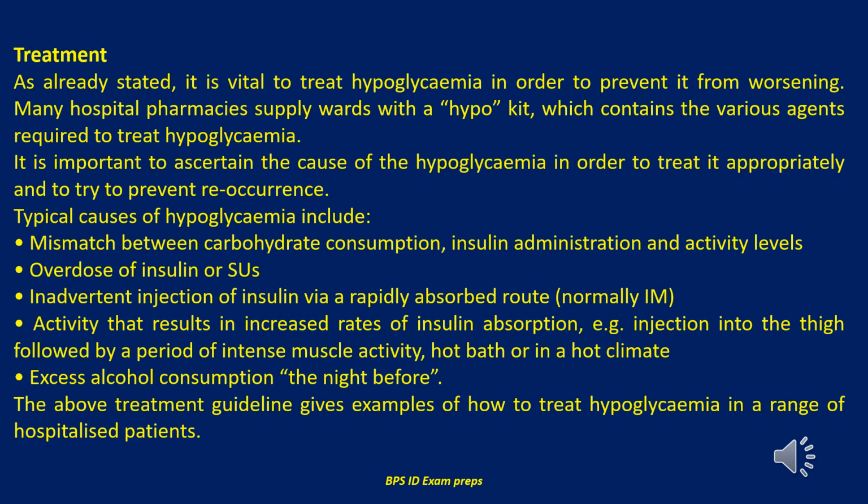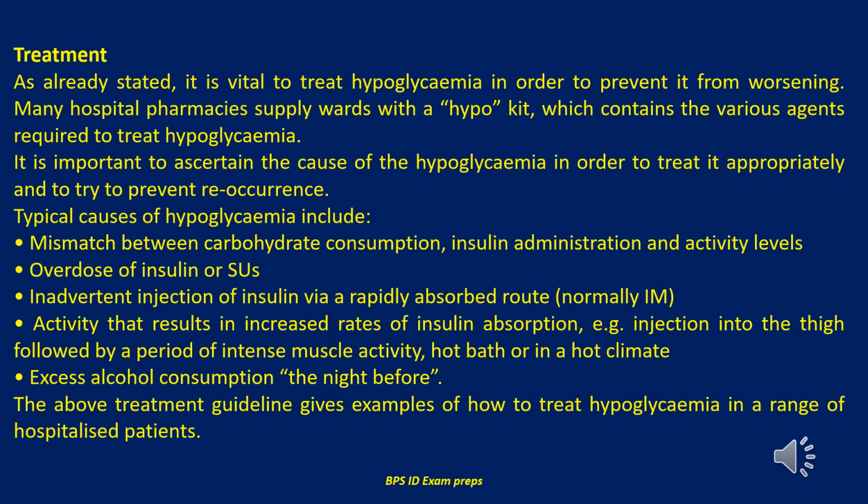Typical causes of hypoglycemia include: 1. Mismatch between carbohydrate consumption, insulin administration and activity levels. 2. Overdose of insulin or sulfonylureas. 3. Inadvertent injection of insulin via a rapidly absorbed route, normally IM. 4. Activity that results in increased rates of insulin absorption, e.g. injection into the thigh followed by a period of intense muscle activity, hot bath or in a hot climate.